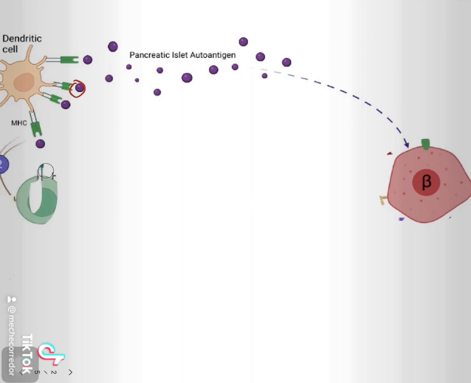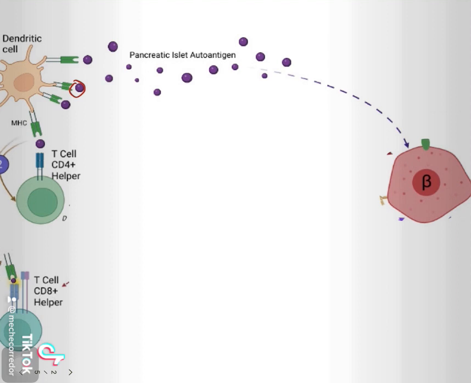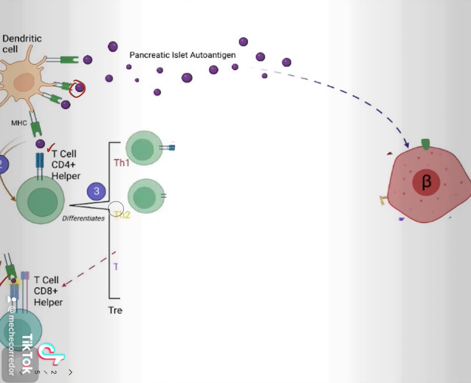The presentation of these antigens would be step number 2, and the dendritic cell presents them to T cells, both CD4 and CD8. When T CD4 cells are presented with this autoantigen, they recognize it and they start differentiating. This would be step number 3. After recognizing this pancreatic islet autoantigen, the T CD4 helper cells undergo a cascade of differentiation, and they turn into 4 different types of cells, actually: Th1, Th2, Th17, and the Treg cells.